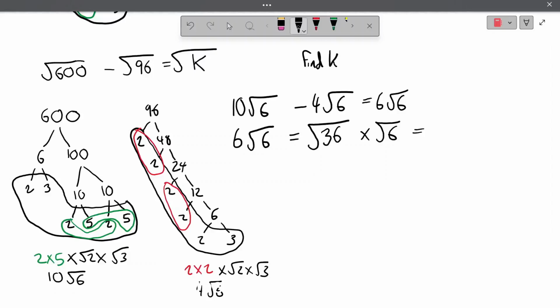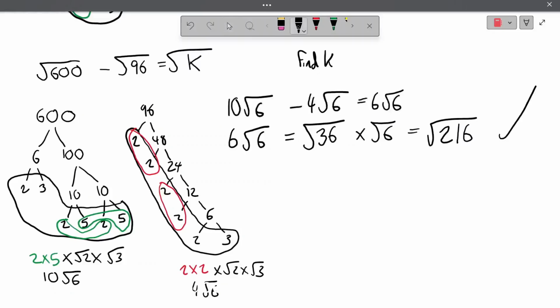So you could use a calculator for that. You could use Gridway or any other way for multiplication. So that gets you the square root of 216. Boom. So k in this case is 216.